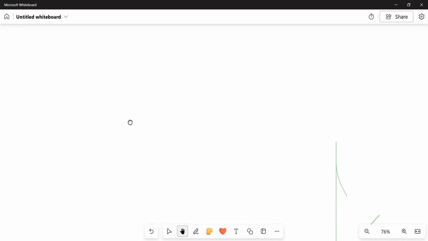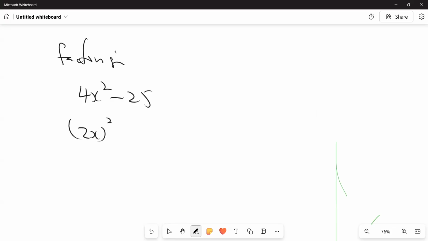Let me do an example or two. Maybe factorize 4x squared minus 25. What do you see here? That's like 2x squared minus 5 squared. That's all. So this is the same as 2x plus 5, 2x minus 5, and that's it.